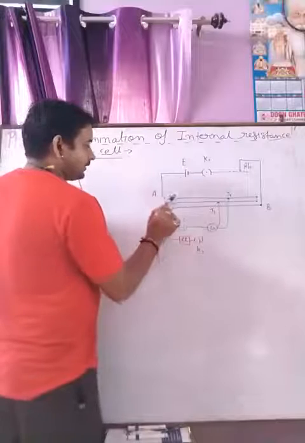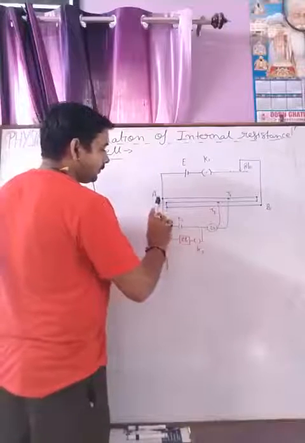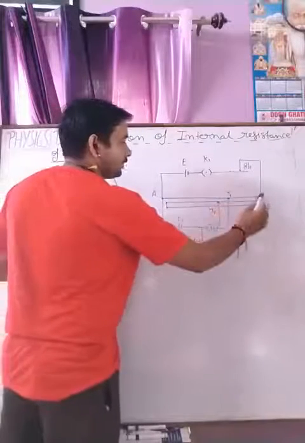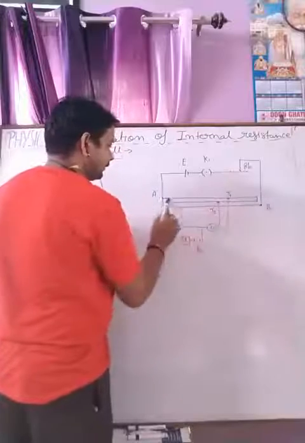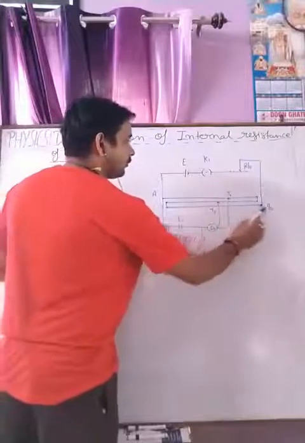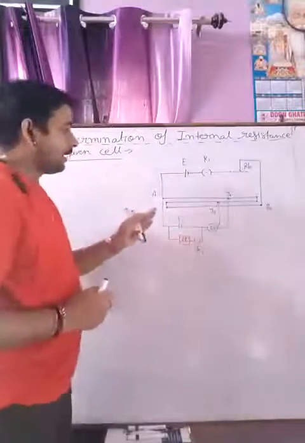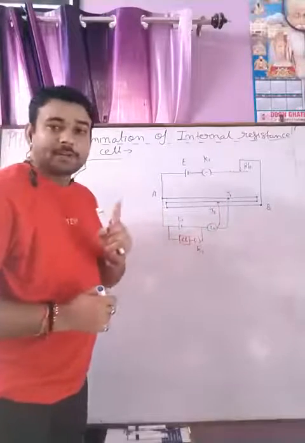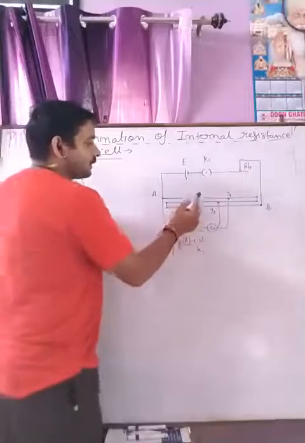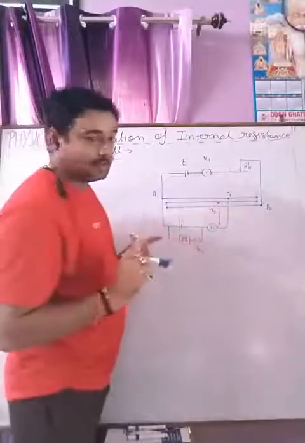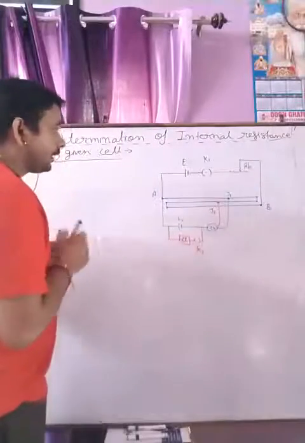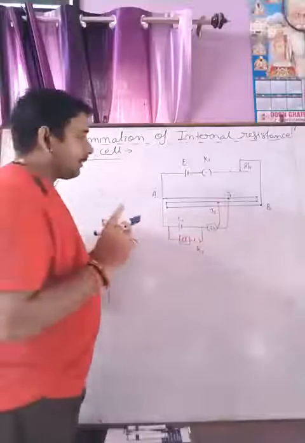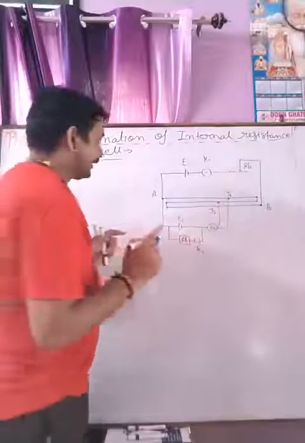Here are three wires, one from A to this point, then turn here, then turn to B. So three wires, each wire indicates a 1 meter length. So it is a 3 meter length potentiometer. Okay. Now understood about the external circuit.